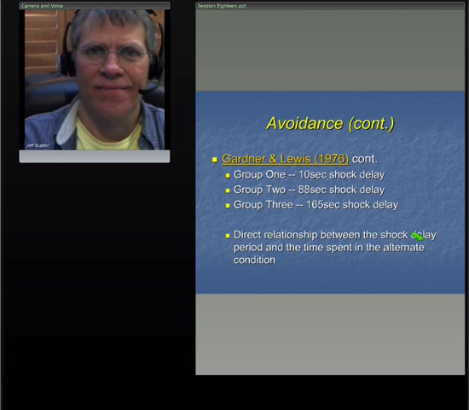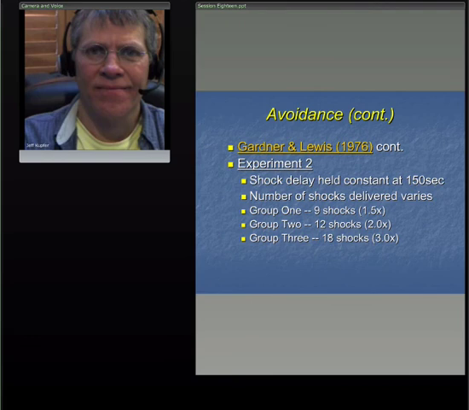And then we come to experiment 2, in which Gardner and Lewis held the delay at 150 seconds for all groups of rats. Group 1, Group 2, Group 3 all got that 150-second delay. So if they pressed the lever and got to the alternate condition, they were all on 150-second delay, and then they would get shocks. However, when they did get shocked, Group 1 didn't get 6 shocks, they got 9 shocks. Group 2 got 12 shocks. Group 3 sustained 3 times more electric shock by going and staying in that alternate condition.